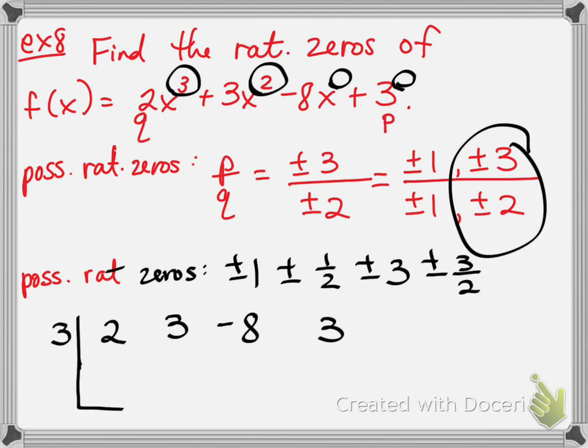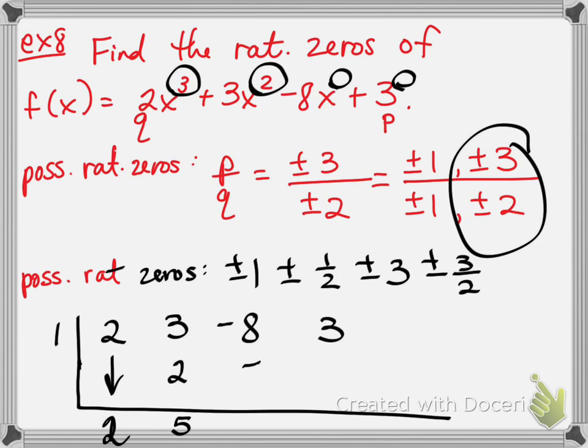I'm going to go ahead and try 1. I love 1. Bring the 2 straight down. 1 times 2 is 2. 3 plus 2 is 5. 1 times 5 is 5. Negative 8 plus 5 is negative 3. 1 times negative 3 is negative 3. Yay! So 1 worked.